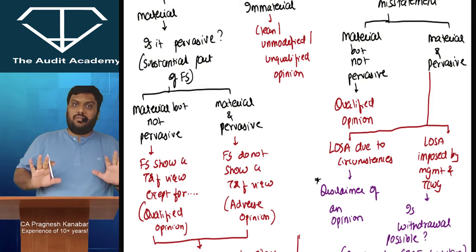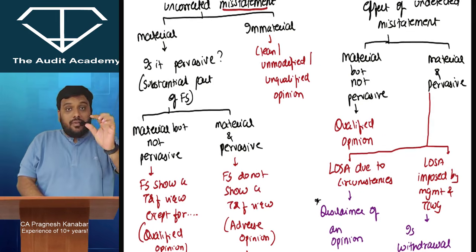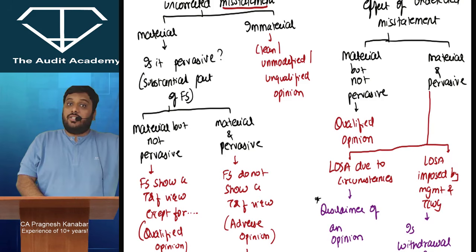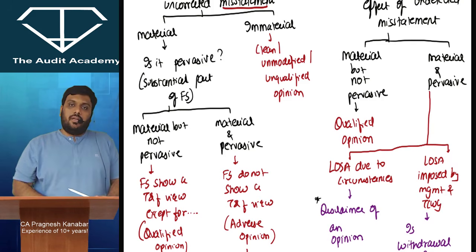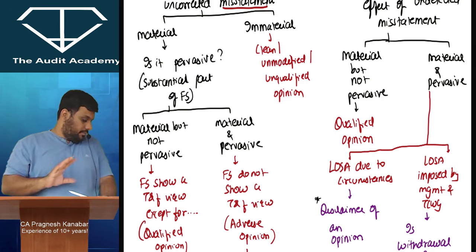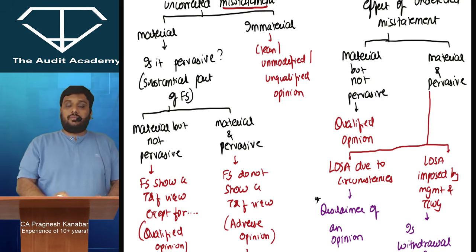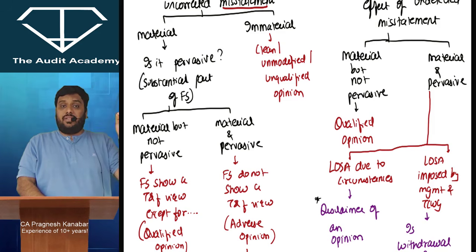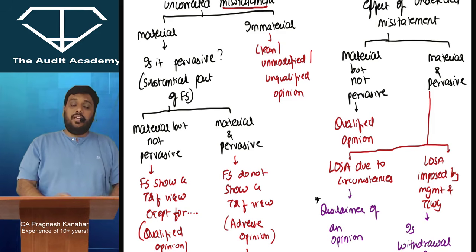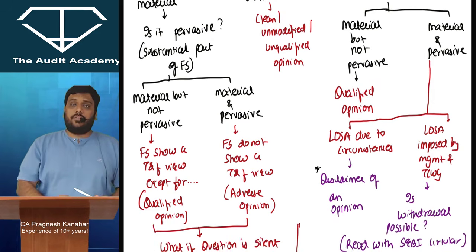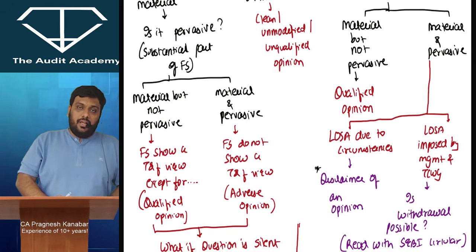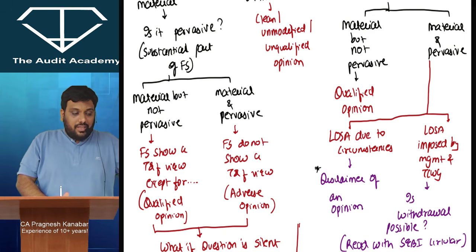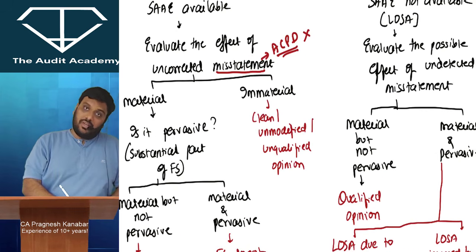Students are very comfortable with this explanation. However, if I talk about past examination questions, in November 22 there was this question that the auditor has concluded that related party transactions are materially misstated. Now, when related party transactions are materially misstated, we can understand that there is some misstatement.